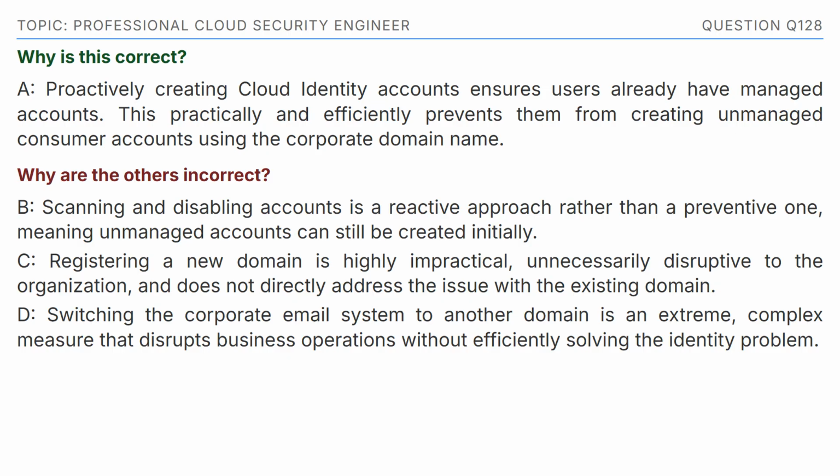Why are the others incorrect? B. Scanning and disabling accounts is a reactive approach rather than a preventive one, meaning unmanaged accounts can still be created initially. C. Registering a new domain is highly impractical, unnecessarily disruptive to the organization, and does not directly address the issue with the existing domain. D. Switching the corporate email system to another domain is an extreme, complex measure that disrupts business operations without efficiently solving the identity problem.